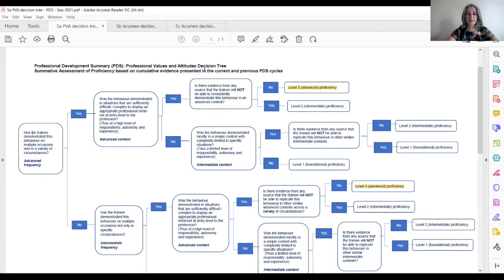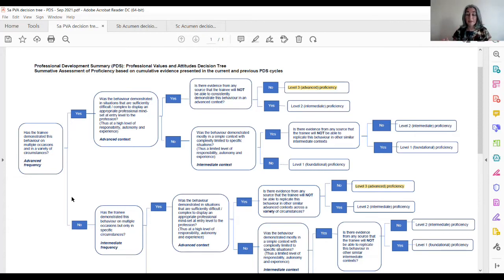Let's come to our decision tree. You will see that there are two routes for the trainee to get to a level 3 advanced proficiency, and that talks to the intermediate and advanced frequency that we discussed earlier. So our first question points to advanced frequency. So we're going to start at the top level, and then we're slowly going to eliminate down the levels of proficiency. Has the trainee demonstrated this behavior on multiple occasions and in a variety of circumstances?